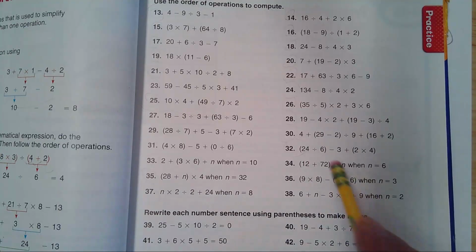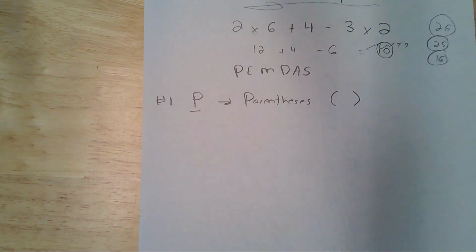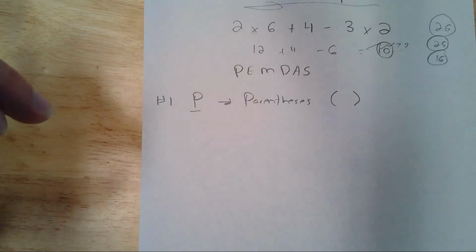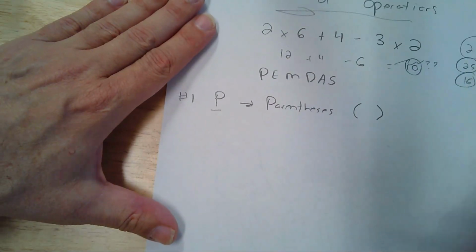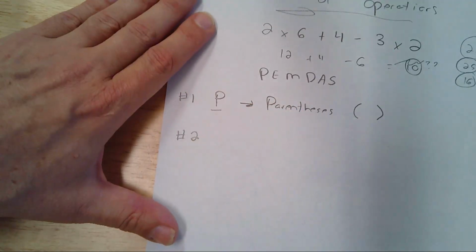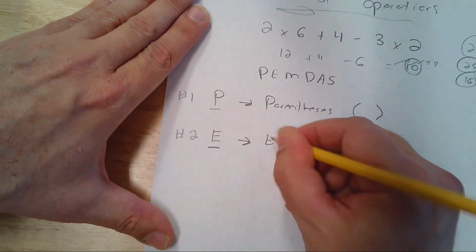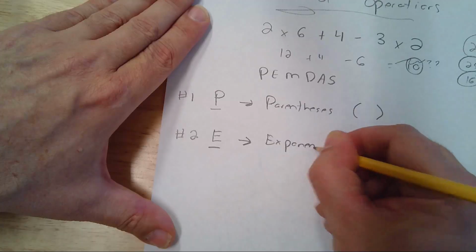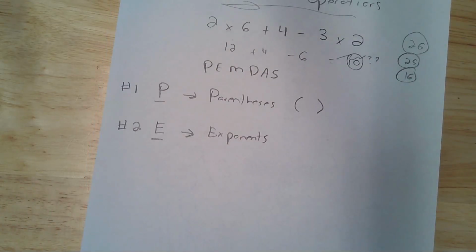Wherever I see them, I'll do whatever the order of operations is inside of them first. Do we do exponents this year? Maybe later on this year, but not really. So that leads us to number 2, the E. The E stands for exponents. I would guess at some point we'll talk about an exponent.